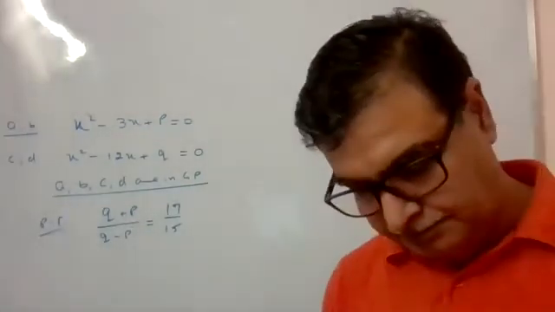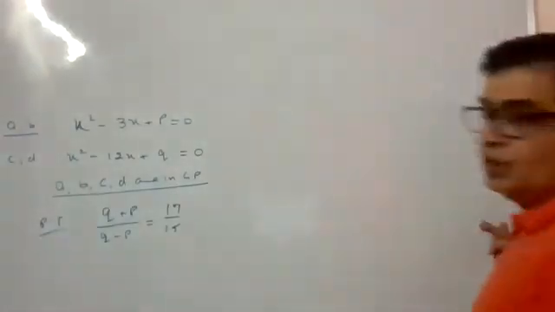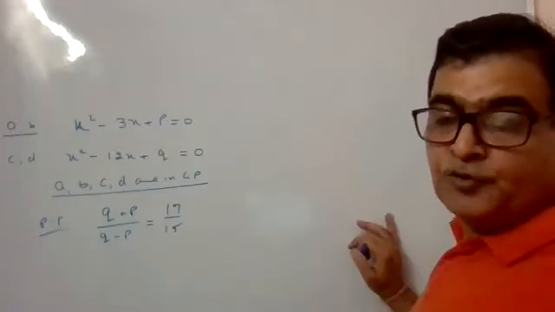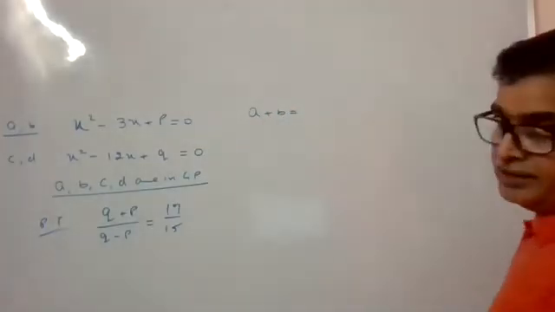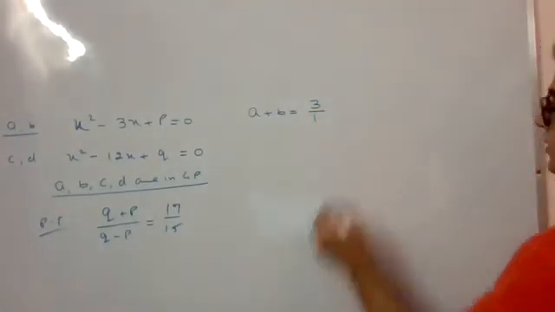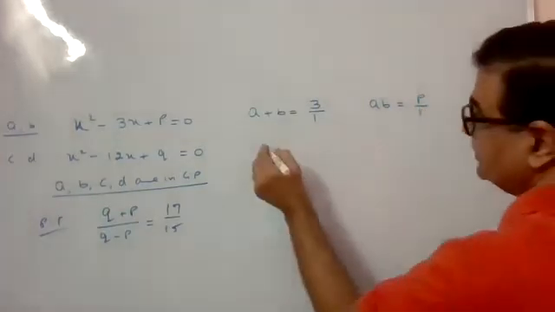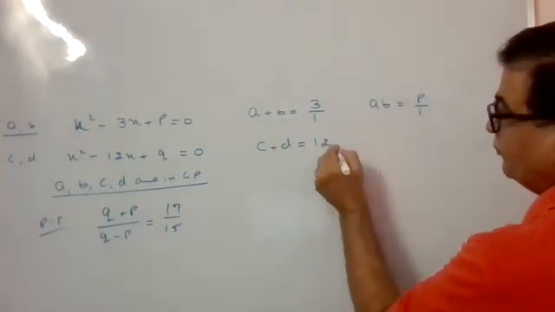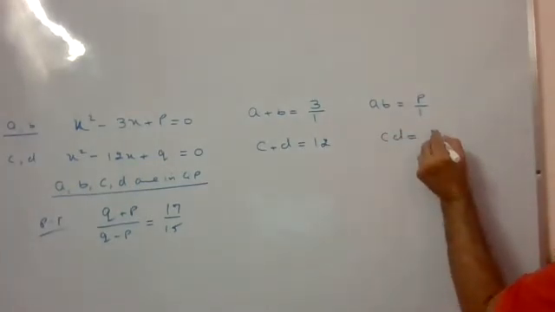So assuming the sum and product of roots. We should know the sum of the roots is alpha plus beta, which is minus b by a, and the product of roots is c by a. So a plus b is minus b by a, so it will come out to be 3 by 1. Product of roots ab is c by a, so it is p by 1. Then c plus d is 12, minus b by a, that is 12. And c into d is simply q.